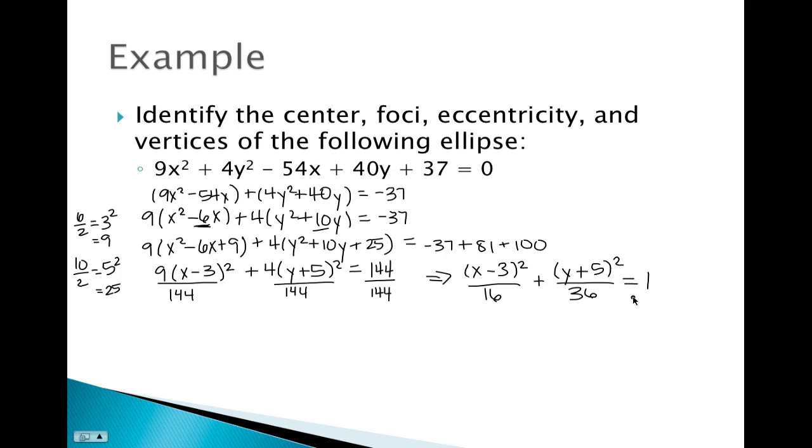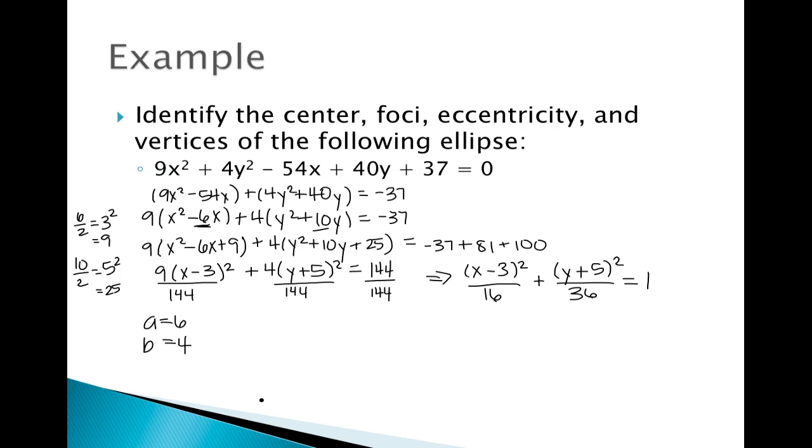Now we've got the equation in the standard form. So now we can find out all of the information that we need. Okay, so now that we've got this in standard form, we can see that our major axis is going to be over here. 36 is definitely bigger than 16. And remember, this is in terms of a squared and b squared. So our a is going to equal the square root of 36, which is 6. And our b equals the square root of 16, which is 4. And that's just going to help us when we're finding our focal points.